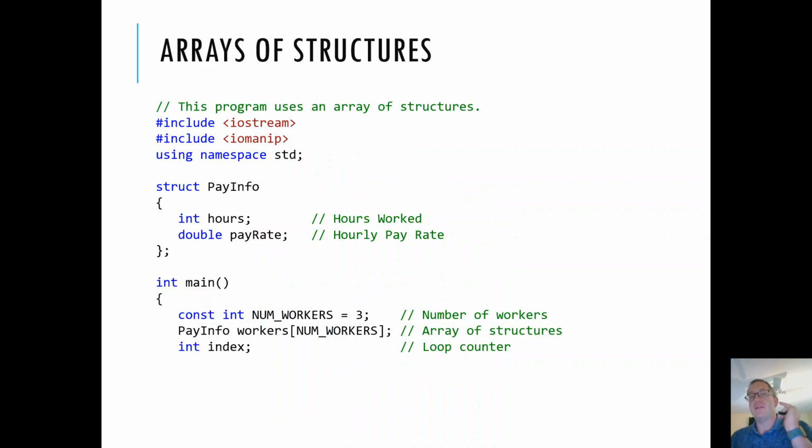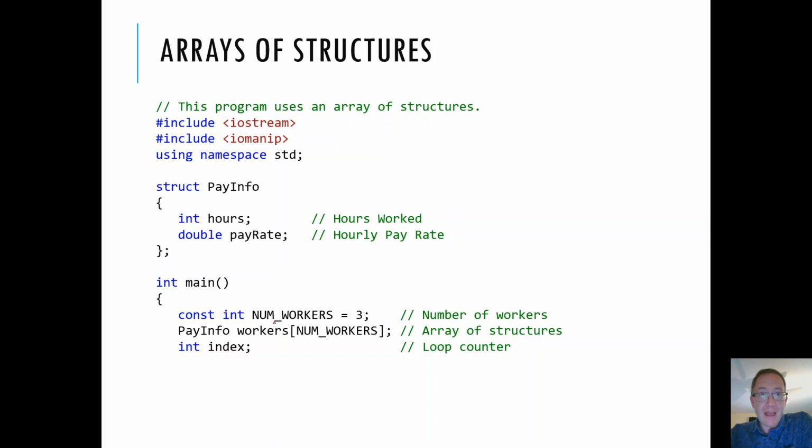We can have arrays of structures. So here is pay information. It has an hours and a pay rate. Fine. We've already looked at one of these examples. I'm going to make 3 workers. Notice it's all caps. This is a constant integer. It's not going to change at all. That's why it's all caps. So this is going to make 3 workers.